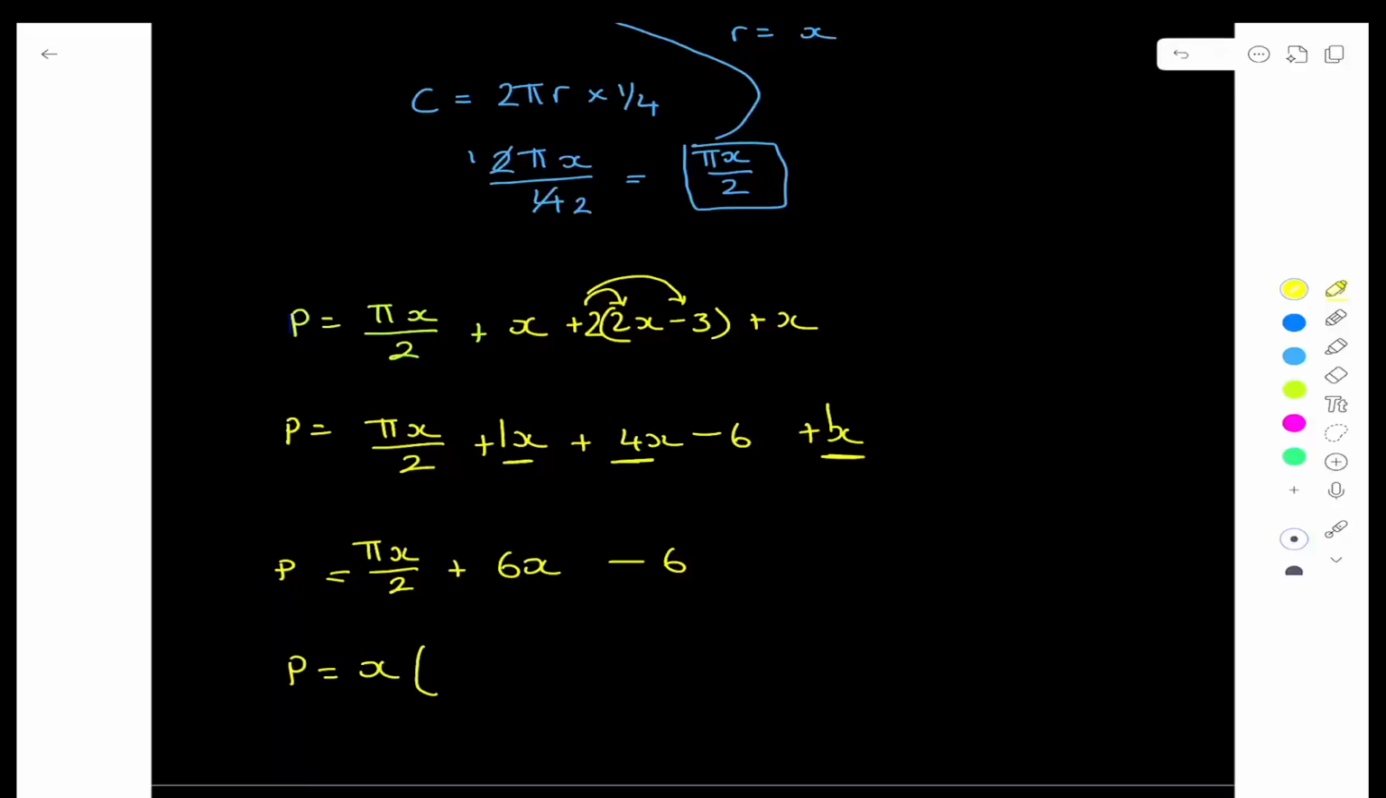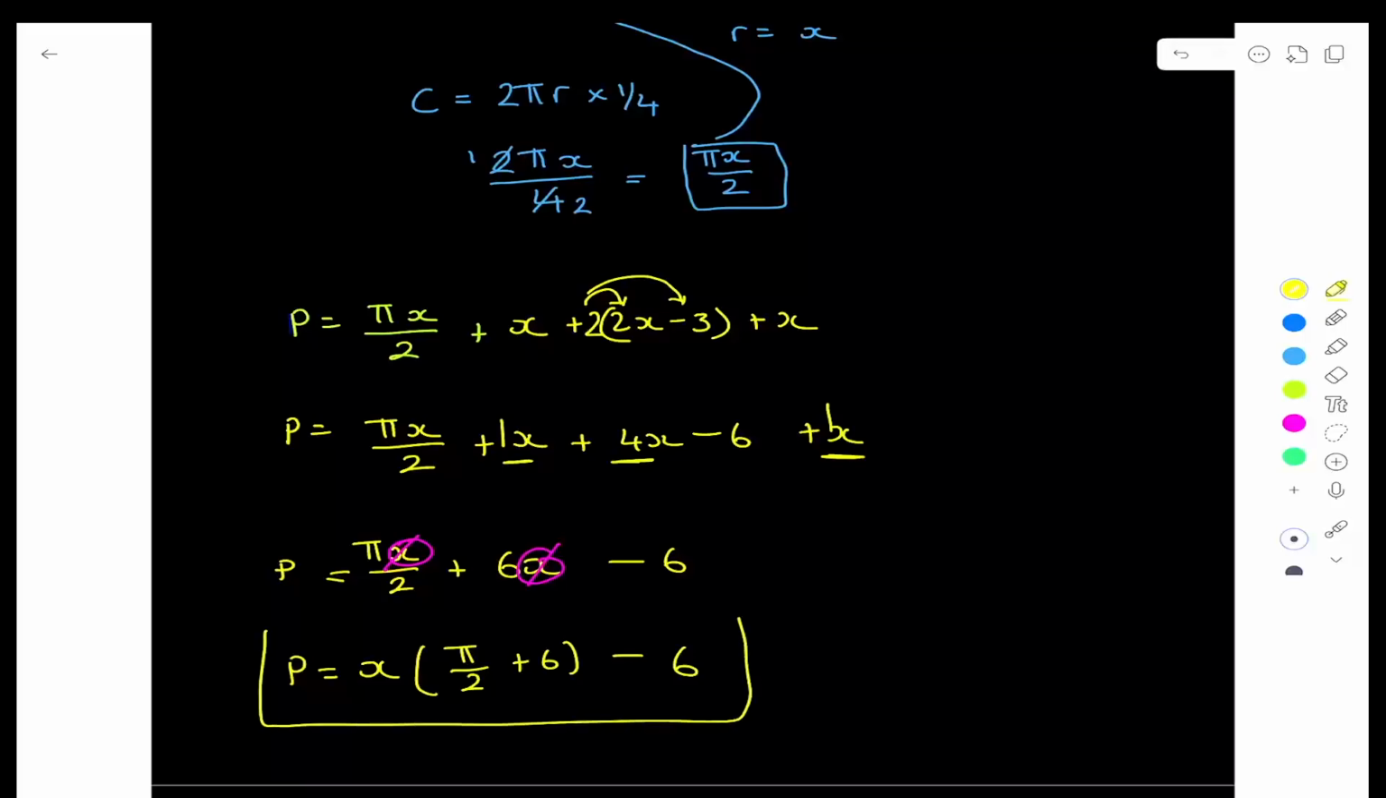And let us just remove a factor of x out. So everything that's got x, which is just this fella. So we're going to factorize that and this. And that's why we put the x outside the bracket. So plus 6. And then we have minus 6. So that is my perimeter.